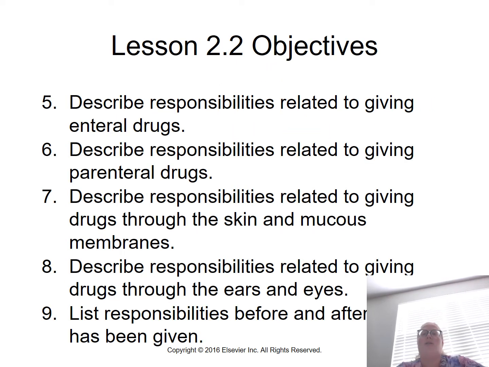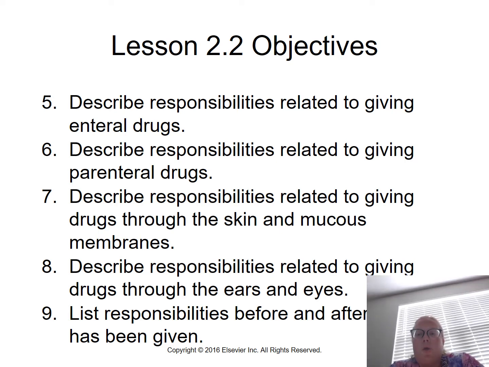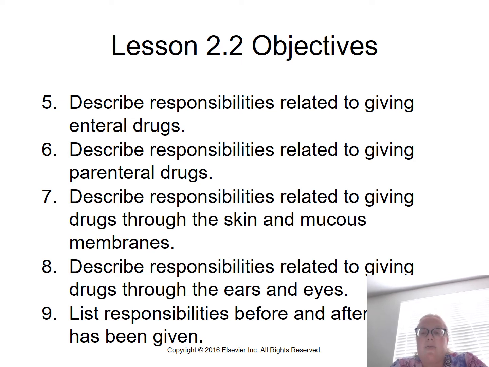Okay, now we're going to start talking specifically about routes of administration. So, a couple more objectives we're going to add in now that we've covered the first ones. We are going to describe responsibilities of the nurse related to giving enteral drugs. We are going to describe the responsibilities related to giving parenteral drugs. We are going to describe responsibilities related to giving drugs through the skin and mucous membranes. We're going to describe responsibilities related to giving drugs through the ears and eyes. And we're going to list responsibilities before and after the medication has been given.